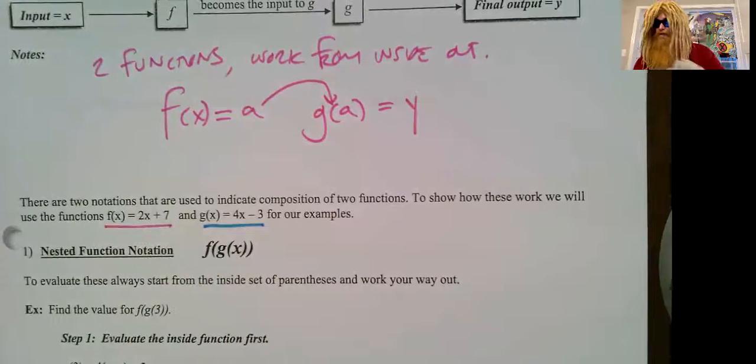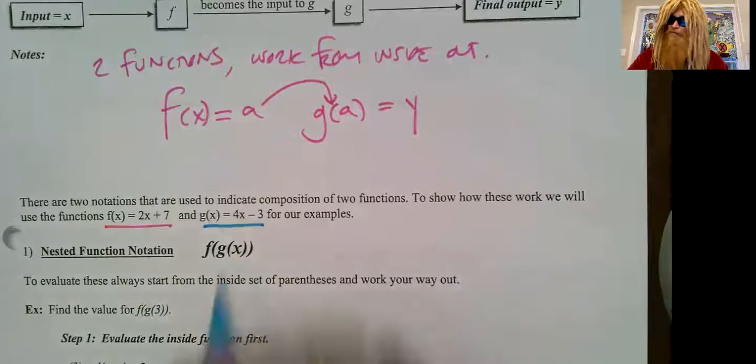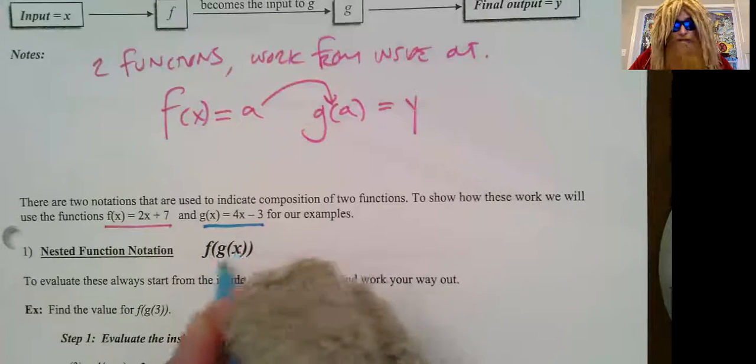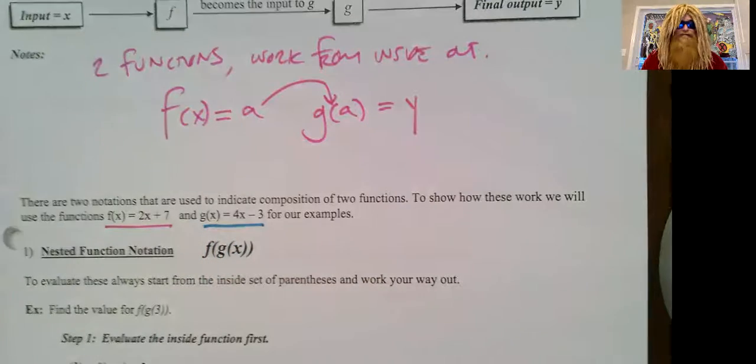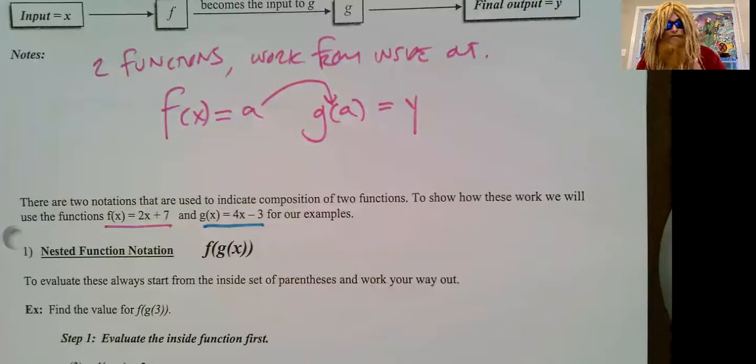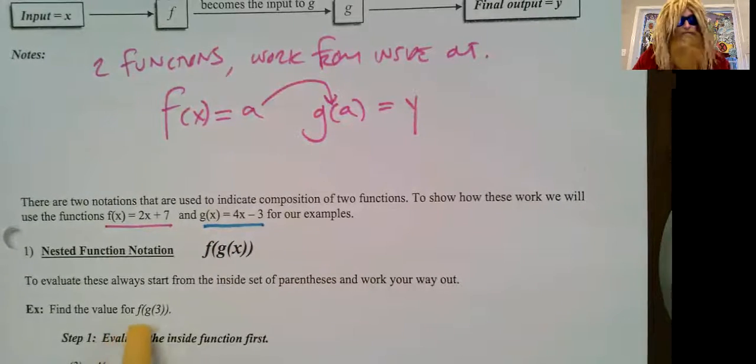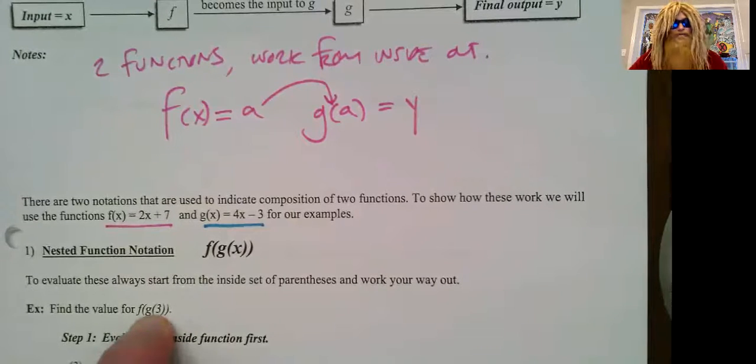Since we're going to work from the inside set of parentheses out, that means the first one we're going to be evaluating is our g. We'll get our answer from that. Then we'll plug that answer into the f on the outside of this. So it's giving us a question of finding the value of f of g of 3. So when we look at this, before I do anything, I want you to look at the inside and see the very inside of this is 3.